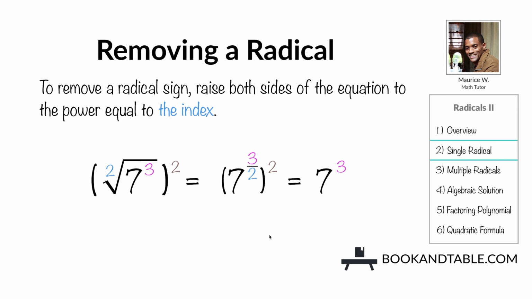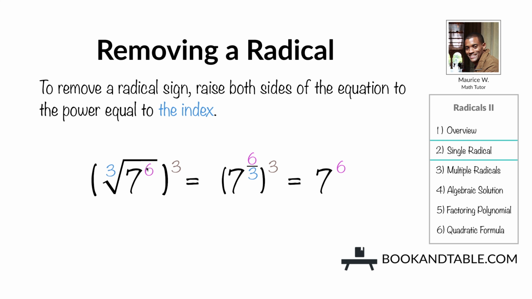So if we look at it with actual values, if we had 7 to a power of 3 halves, it would be the square root of 7 to a power of 3, which in exponential form would be 7 to the 3 halves. And then we raise that to a power of 2, since our index is 2. Those 2's cancel each other out, leaving you with just 7 to the third, which is the term underneath the radical sign.